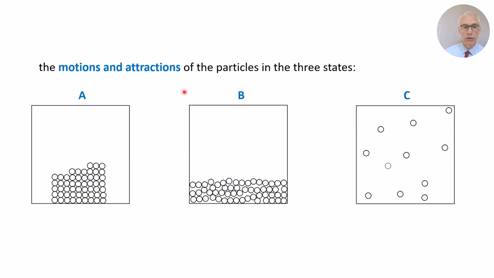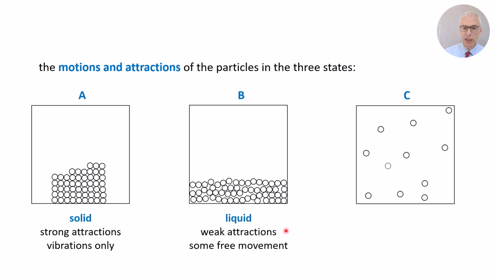Questions also focus on the motions of the particles in the 3 states, or the differences between the motions, and the strength of the attractions between the particles. So if we look at a solid, then there are strong attractions between the particles, and the particles vibrate around a fixed point. In a liquid, the attractions between the particles are weaker, and there is some freedom of movement. In a gas, there are very weak attractions between the particles, and the movement of those particles is much quicker.